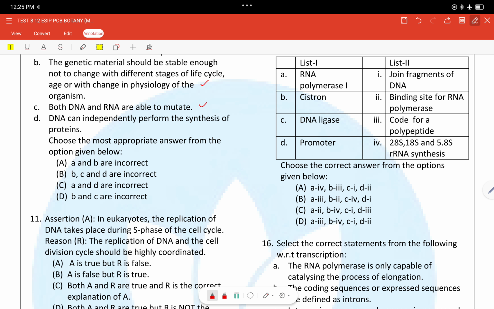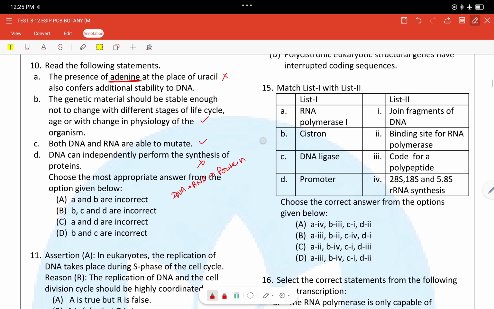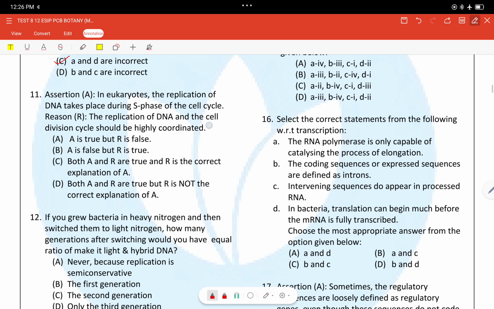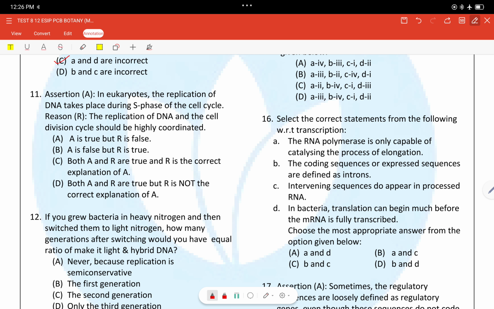DNA can independently perform synthesis of protein. DNA depends on RNA for synthesis of protein. First, DNA has to be converted to RNA, then RNA can synthesize protein. So the statement is incorrect. So the incorrect statements are A and D. A and D are incorrect. Answer is C.